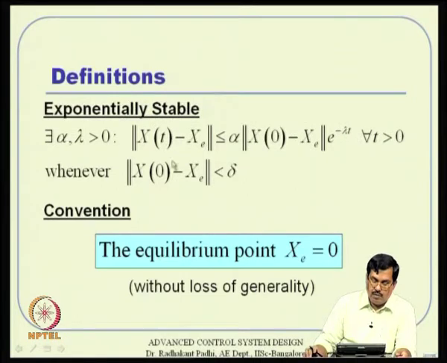Then there is an even stronger notion of stability, which is exponential stability. So the trajectory not only goes to the equilibrium point, but the rate of decay is also exponential. This is the strongest notion. And for every practical purpose, we can always do a change of coordinates, so we take this equilibrium point to be the origin.